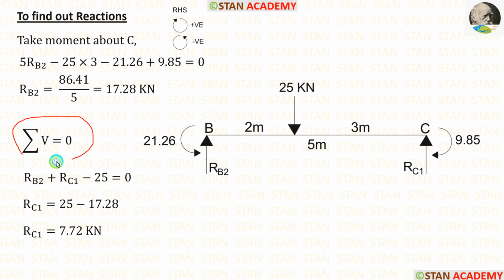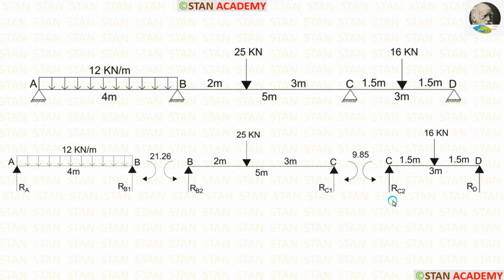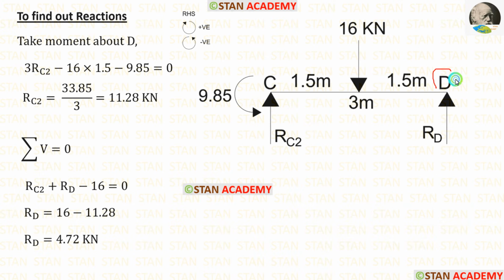Using the rule, summation of vertical forces is equal to 0, we can calculate RC1. Now, let us take the span CD and find out the reactions. In the span CD, there is only one moment, MC, which is acting in the anticlockwise direction. By taking moment about D, we can calculate RC2, which is equal to 11.28 kN. Then, applying the rule, summation of vertical forces is equal to 0, we can calculate RD.